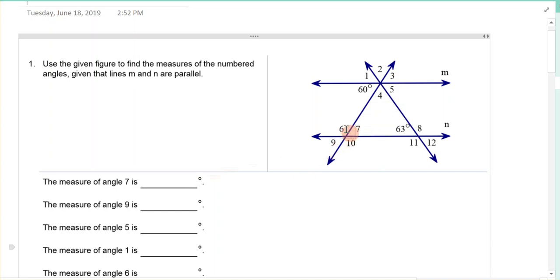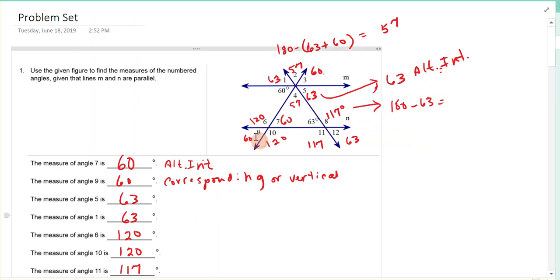Then you can think about if this is a straight line and this is 60, what does this one have to be? They have to add up to 180. So 180 minus 60, that'll have to be 120. If we go back and look up here, we can see those two have to add up to be 180. 60, 60, we talked about that. This one's 63, so this one's 63. If this is 63, these two have to add up to 180. So 180 minus 63 gives you the 117.